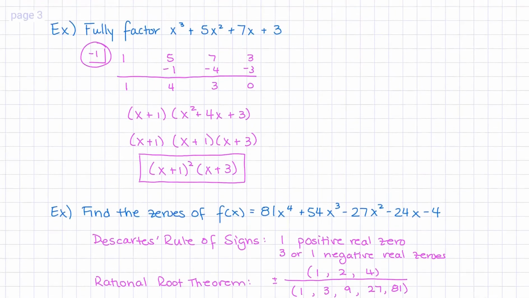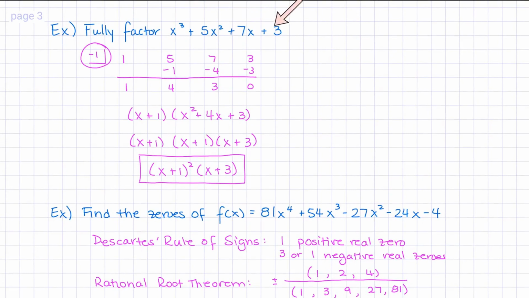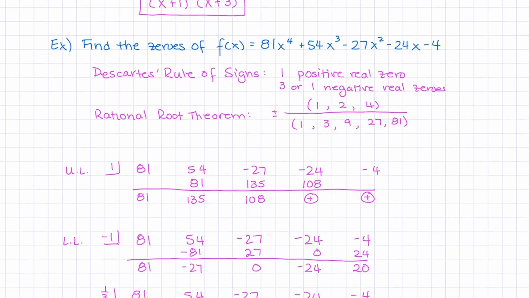It's very useful, though, if you see all positive coefficients, you know there's no positive zeros. So just stick with the negatives. And it kind of makes sense, too. If you have all positive coefficients, the only way to make that a 0, at some point you need some negatives. And if these aren't negative, you're going to have to get a negative from here. It kind of makes sense. Otherwise, I don't really use it.